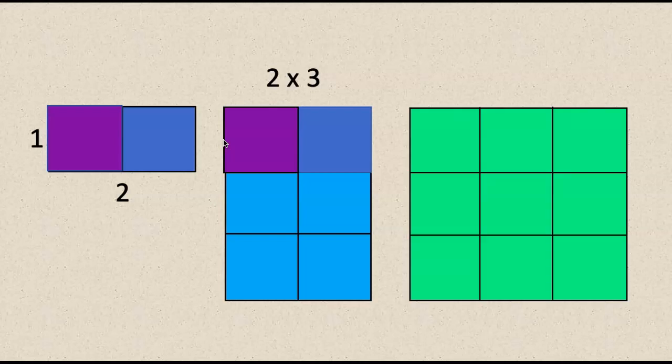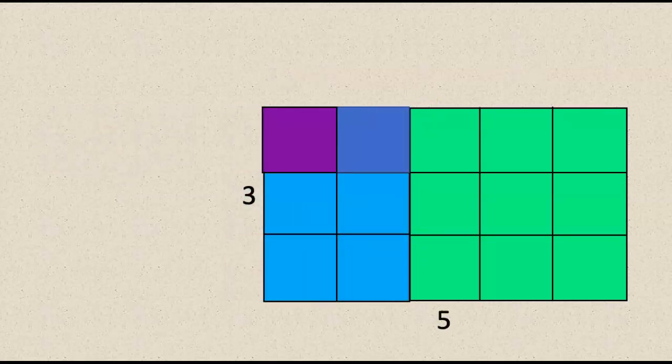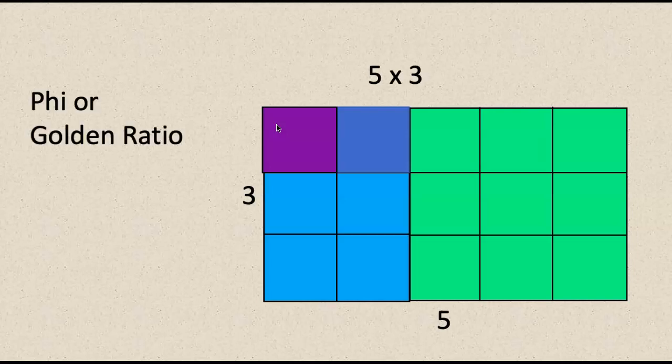What about this shape made of green blocks? What do I call this one? It's a 3x3. I have 3 blocks on the x-axis and 3 on the y. If I put all of the shapes together, there would be 5 blocks on the x-axis and 3 on the y. This is called a 5x3. The shape illustrates phi, or the golden ratio.